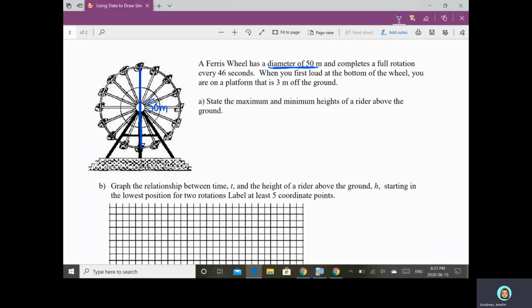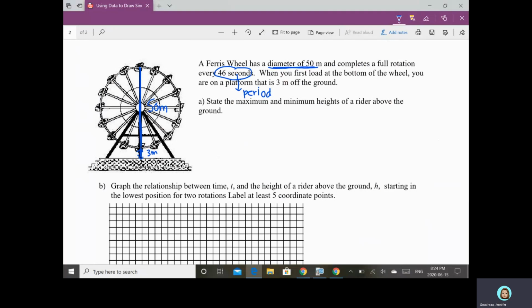We have a full rotation in 46 seconds. That is the period of the function. How long it takes to go through one rotation is the period. And then it is 3 meters above the ground. So this little tiny distance, this little bit in here, is 3 meters.